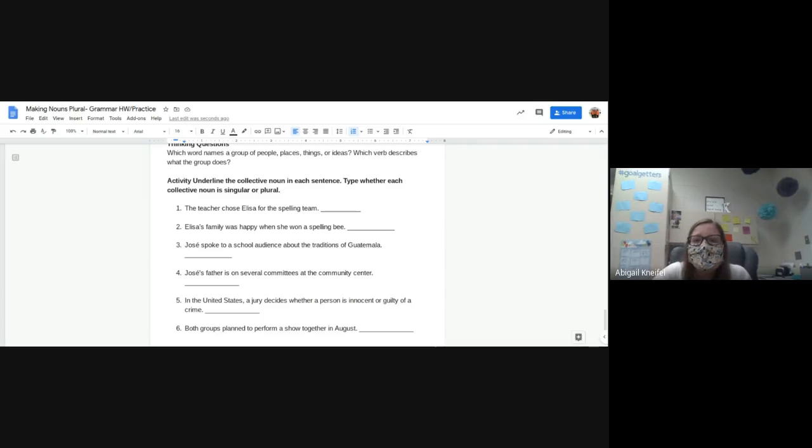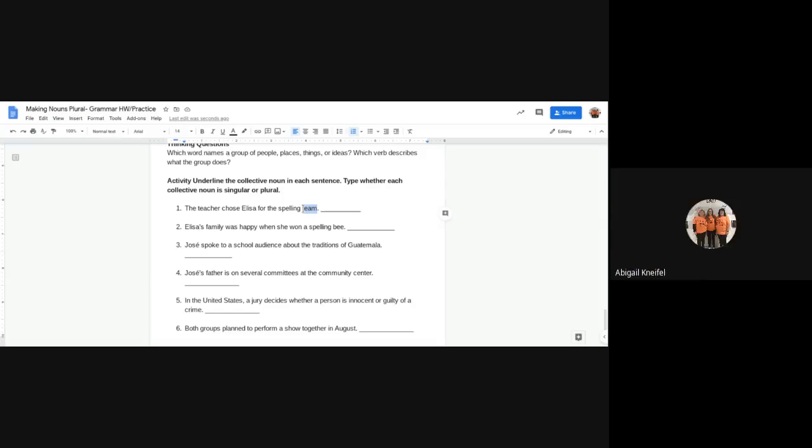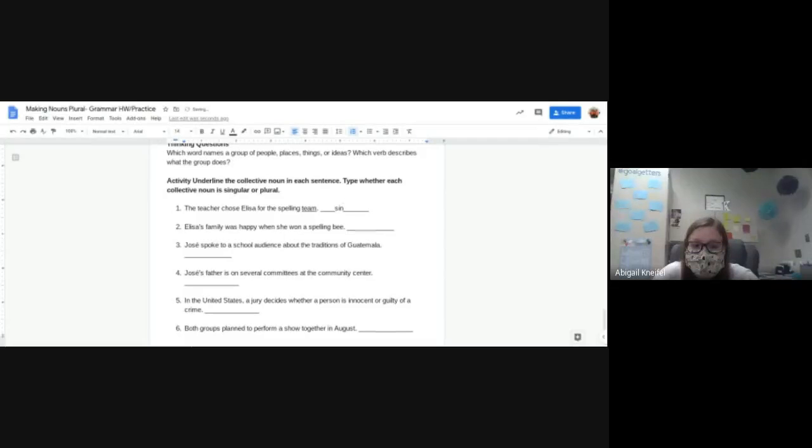Okay. So for example, it would be spelling team. The teacher told Elsa about the spelling team. So the team would be our collective noun. So you would underline it, and this team is singular. So then you would write singular on the line. And that's it for this page. And that is all you have to do, I shouldn't say all because it is 3 pages, but it is due on Thursday.